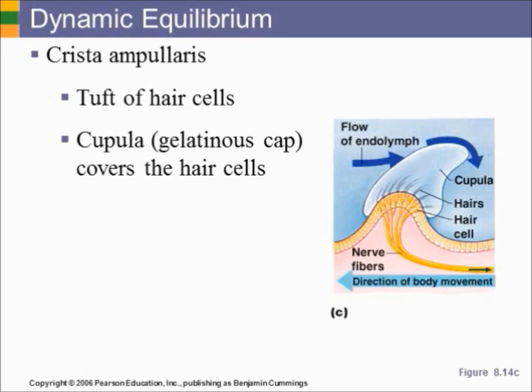So what happens when you're spinning around in circles and all of a sudden you stop? You get dizzy because, taking Newton's law of inertia, the endolymph is pushing the cupula around. All of a sudden, there's no movement. The cupula stands back up, but the endolymph is still moving. You feel dizzy.